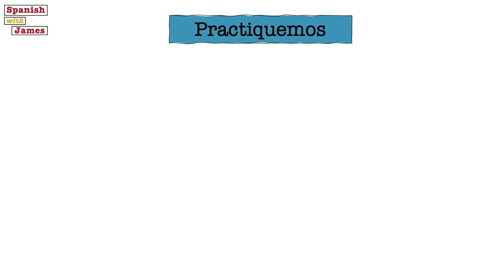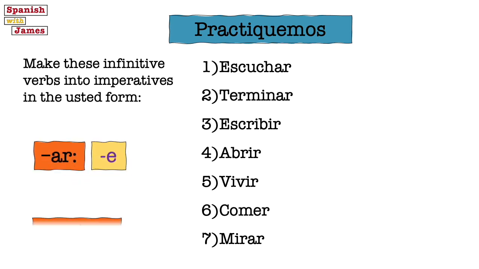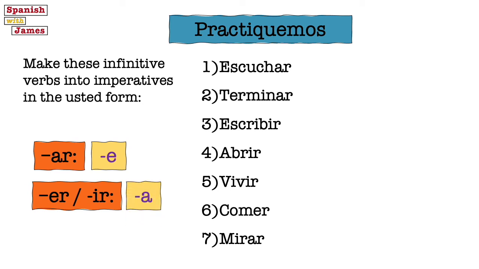Ahora practiquemos un poco con la forma de usted. Now let's practice a little bit with the usted form. So again, the same verbs that I'd like you to make into the imperatives, but this time in the usted form, remembering that it's all kind of back to front. So for the AR verbs, you'll add an E, and for the ER and IR verbs, you'll add an A. So when you're ready, pause the video, and then just push play to go through the answers.